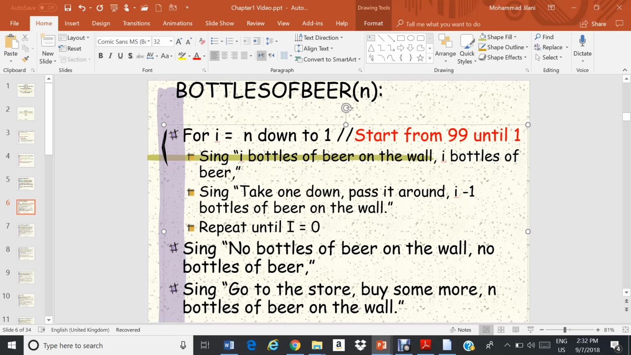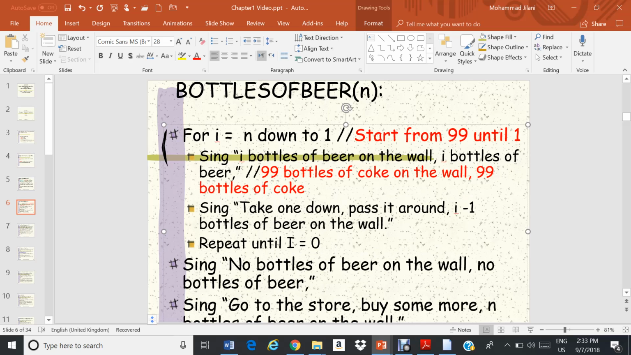First I will sing i bottles of beer on the wall, i bottles of beer. In reality, when I say i, it's 99 bottles. I will change that to Coke because I don't like beer, I don't drink it. 99 bottles of Coke on the wall, and then say the words 99 bottles of Coke. Then the next line: take one down, pass it around, i minus 1 bottles of beer on the wall. Actually, what this means here, it says take one.